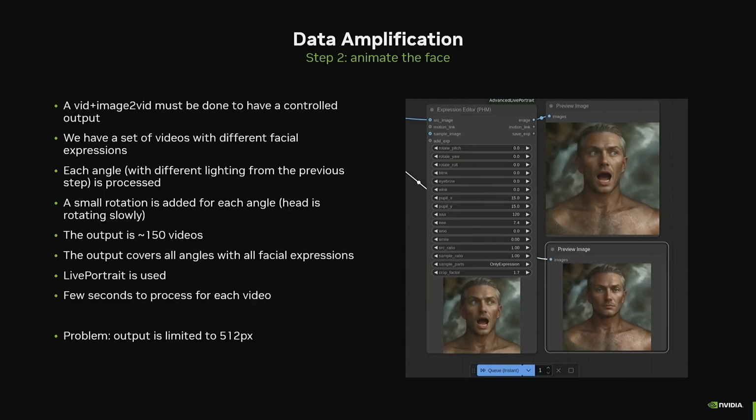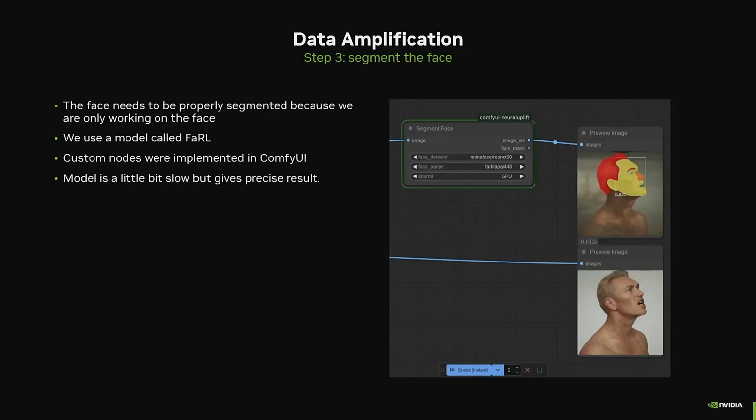Added to that, because we have 15 images of different angles, we also need the angles between those angles. So while we generate those facial expressions, we also ask the model to rotate the head a little bit at the same time. So we have a rotating head doing some facial expressions here. I can show.